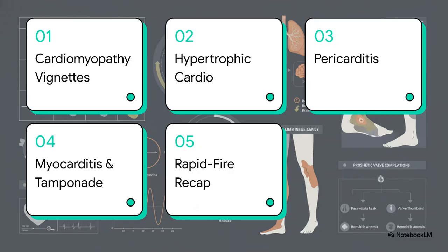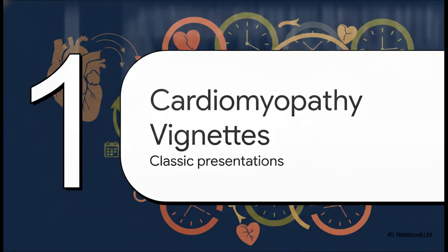Here's the agenda for today's explainer. Cardiomyopathy vignettes, hypertrophic cardiomyopathy, acute and constrictive pericarditis, myocarditis and tamponade, and we'll wrap up with a rapid-fire recap. Section 1. Cardiomyopathy vignettes. We're starting with the classic presentations you are absolutely going to see on exam day.